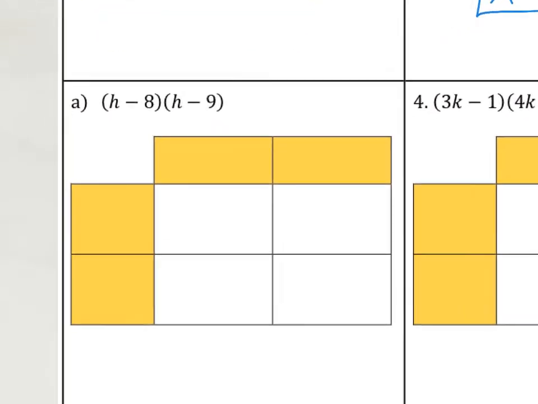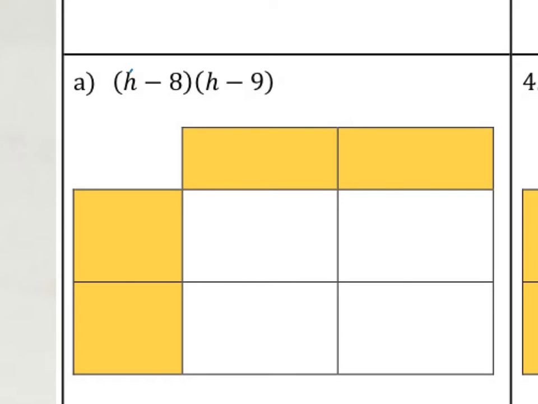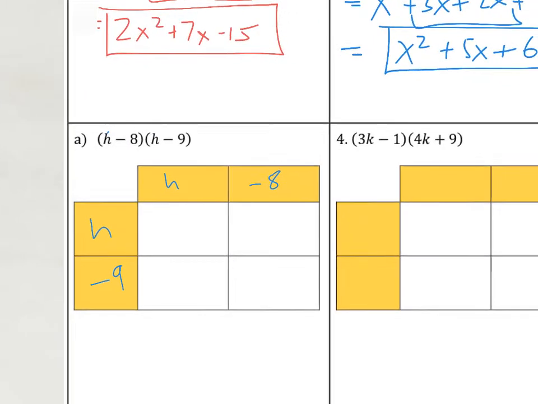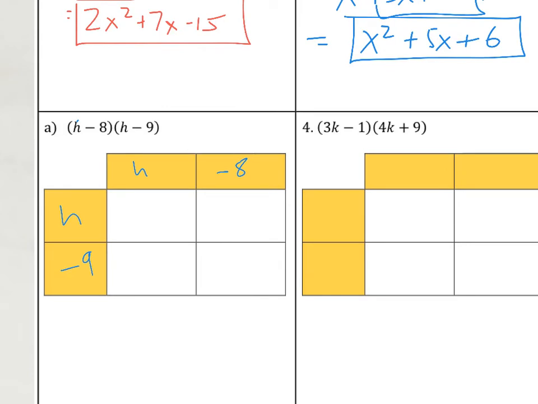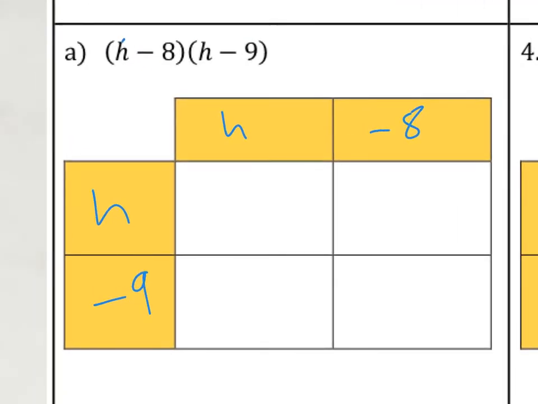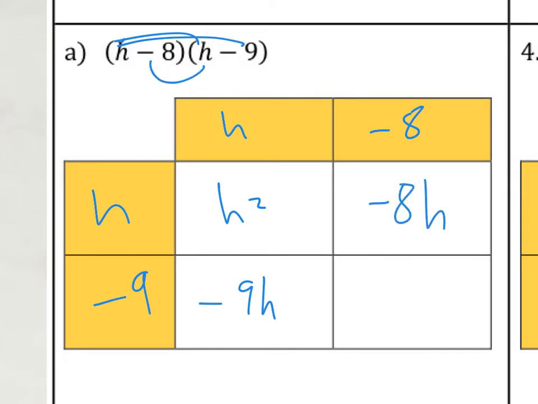How about this guy? We've got the h minus 8 and the h minus 9. Maybe pause and try both these out. See if you can do that. All right, we should get this. We multiply the h times the h, that's h squared. The h times the negative 9, that's negative 9h. The negative 8 times the h, that's negative 8h. The negative 8 times negative 9 is positive 72.